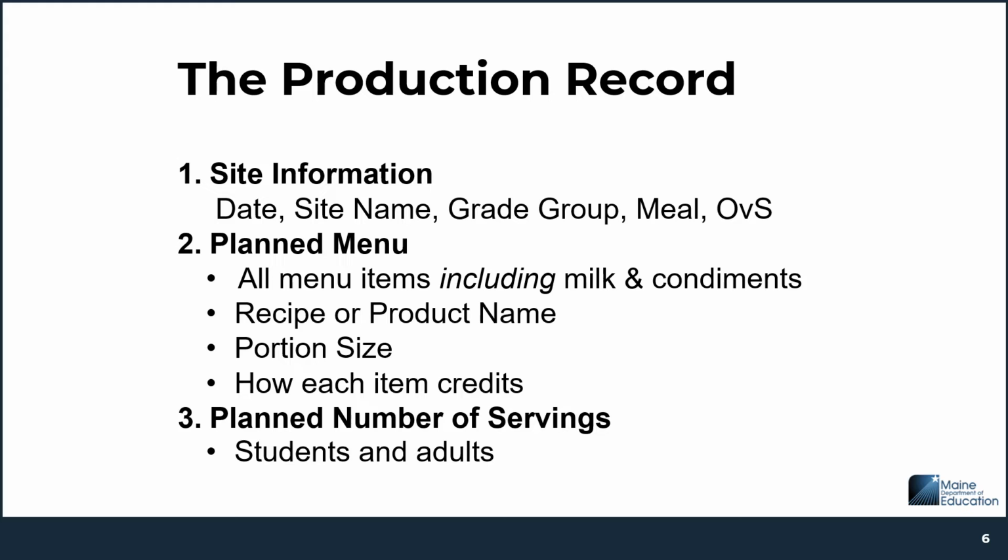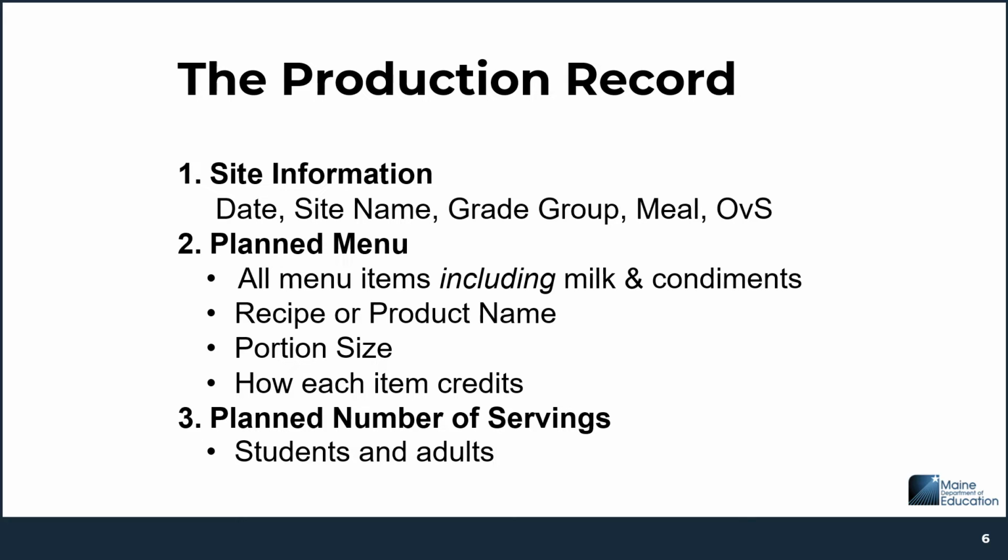Let's start looking at some of the requirements of a food production record. Keep in mind that these items can be pre-filled. There's the site information. This would include the date, the site name, the grade group, the meal you're serving, and whether or not you operate offer versus serve.